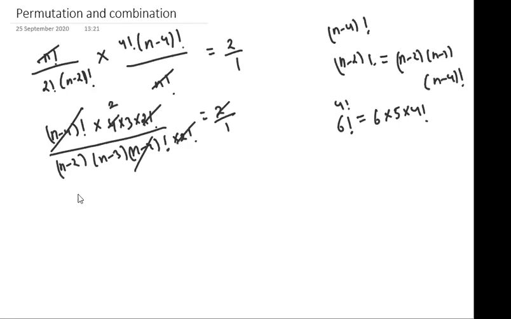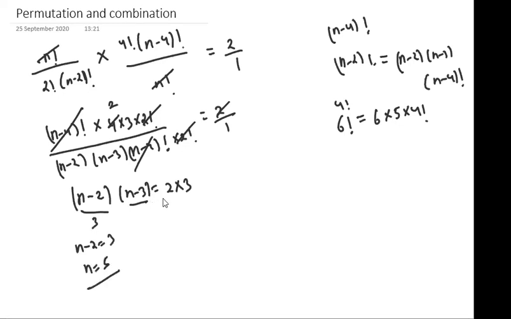Now cross multiply. After cross multiplying, you get n minus 2 into n minus 3 is equal to 2 into 3. Either you can use trial and error or you can solve the quadratic, but it's better to use trial and error. What should be the value of n? The bigger one is 3, so n minus 2 is equal to 3. So n is equal to 5, because if n is equal to 5, it will satisfy the value. So n is equal to 5.